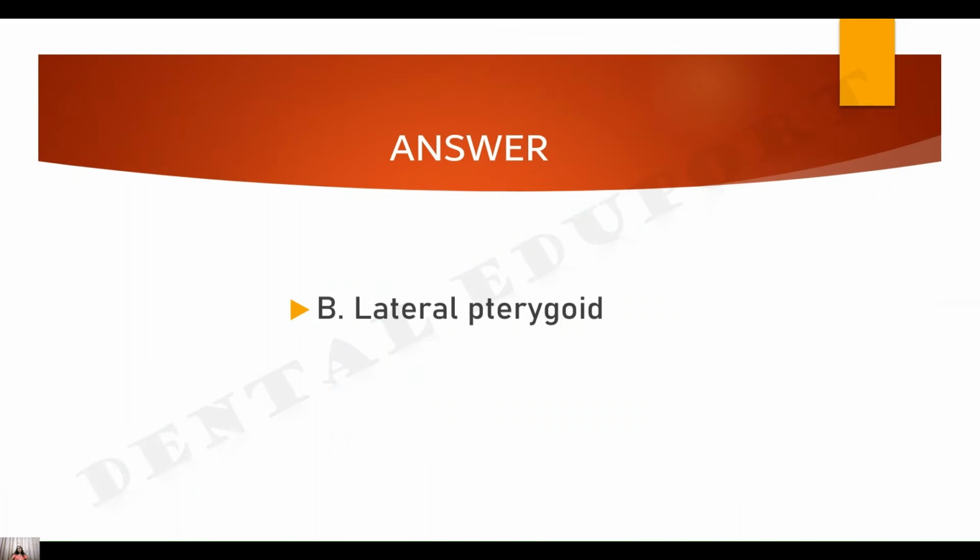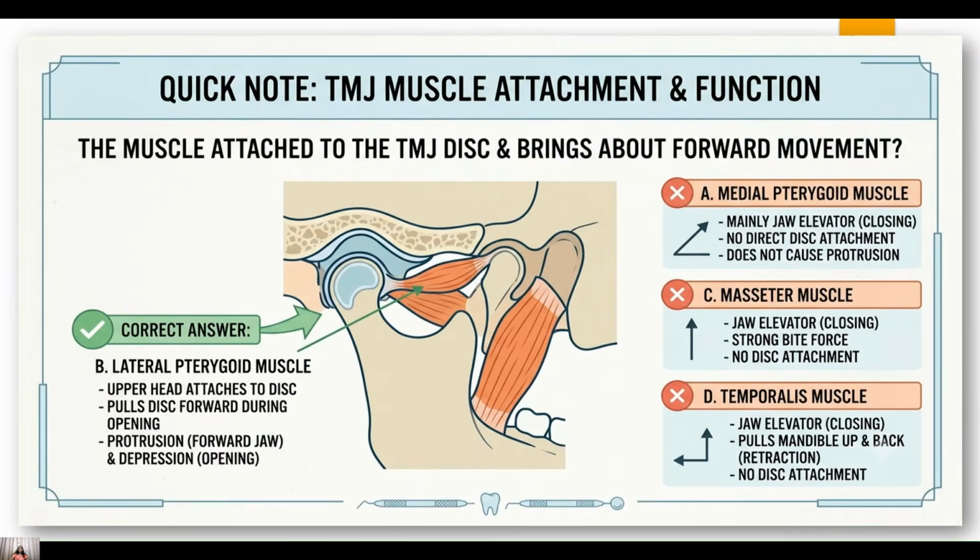Lateral pterygoid. So the lateral pterygoid muscle plays a vital role in moving your jaw forward and opening the mouth. Specifically, its upper head attaches directly to the articular disc and capsule of the temporomandibular joint, pulling the disc forward during movement. In contrast, the masseter, temporalis, and medial pterygoid muscles are primarily jaw elevators and do not attach to the TMJ disc to pull it forward.